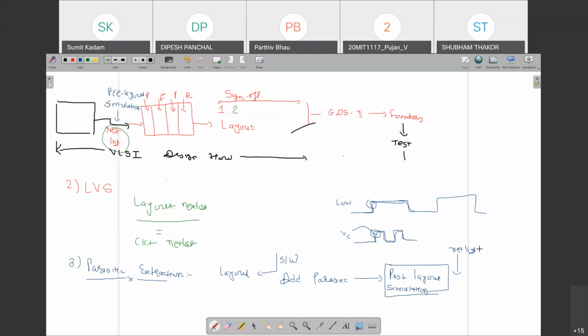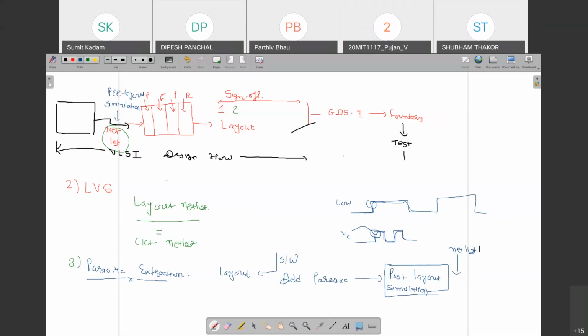Speed, area, and power: as I said, three major requirements for digital circuits. So speed is very important, and for that we look at this parasitic extraction. We are adding parasitic components in our layout.